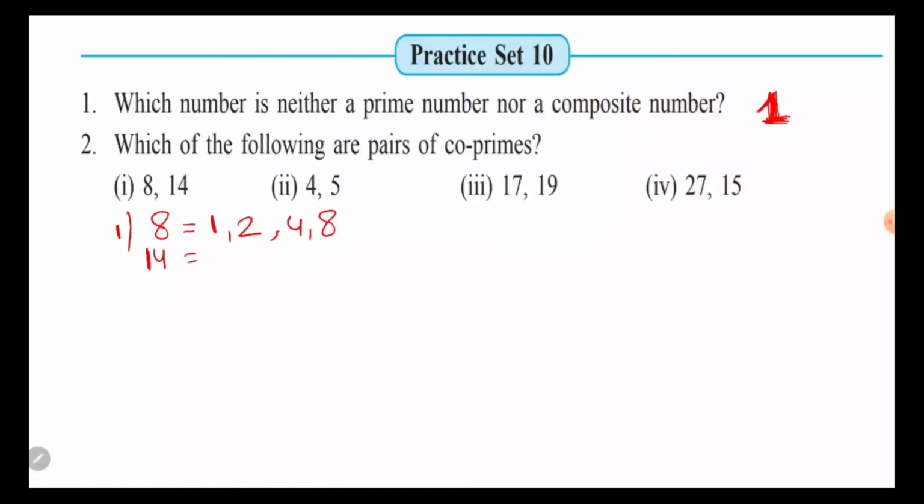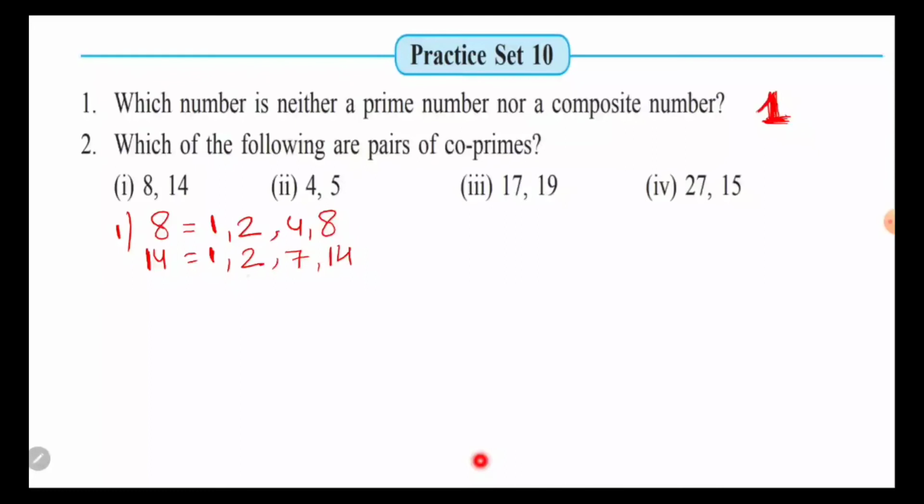Now I'll be writing the factors for 14. 14 also comes first in 1's table. Then it comes in 2's table. 2 7s are 14. Then not in 3, not in 4, not in 5, not in 6, but in 7. Okay, so it comes in 7's table. 7 2s are 14, and then directly it comes in 14's table.